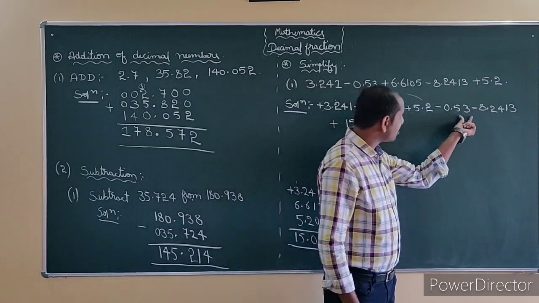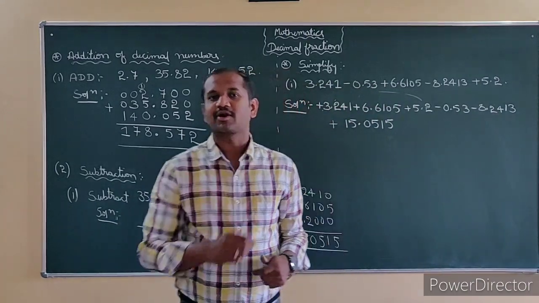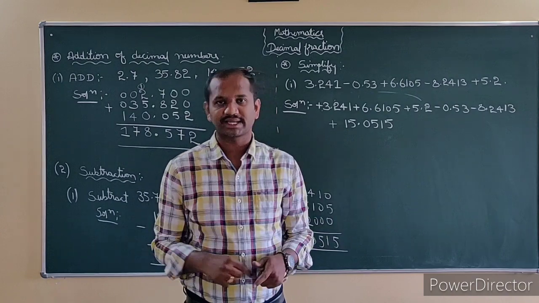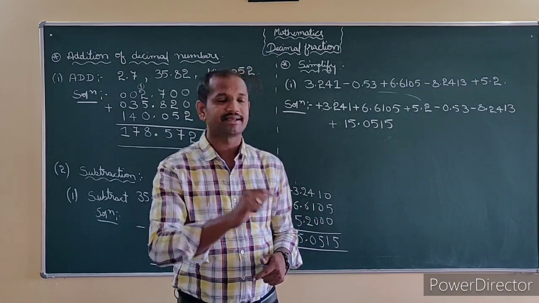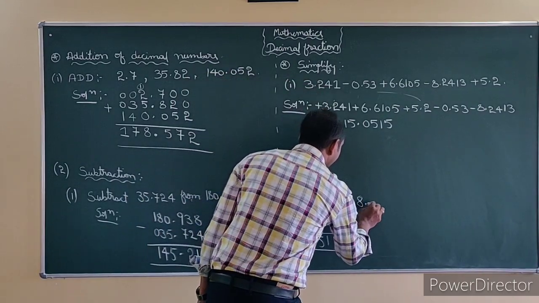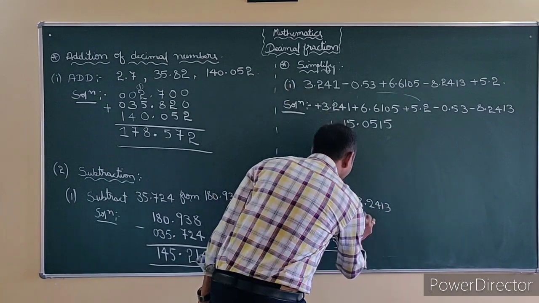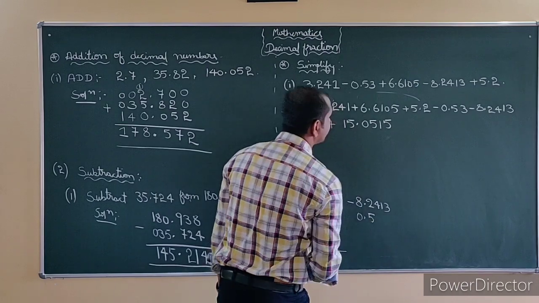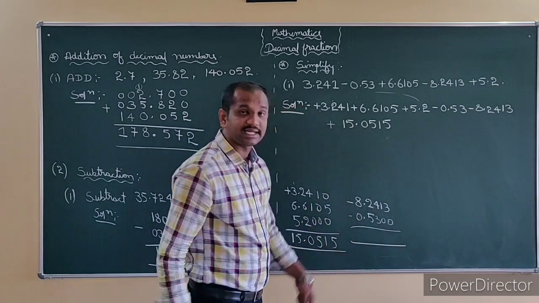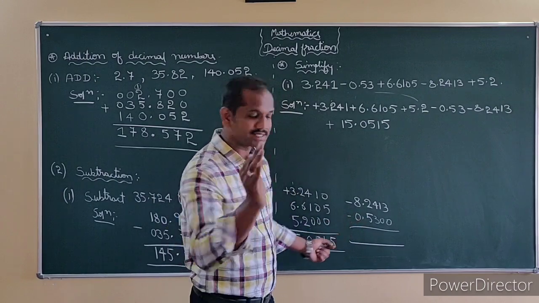Next we have minus 0.53 minus 8.2413. What should we do? Remember always the mathematical rules. When we see two signs that are the same, irrespective of plus or minus, we need to add and put the same sign. So let us add minus 8.2413. Then we have got 0.53. Don't think it has a minus sign and we should subtract. Don't think. When you see two same signs, always add and put the same sign.